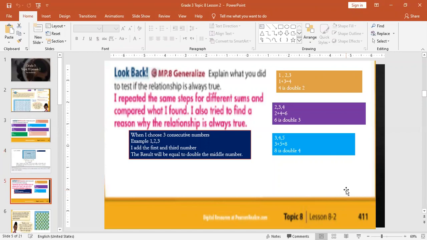And here it is the same question and the answer is the same way. Explain what you did to test if the relationship is always true. I repeated the same steps for different sums. That's how we chose 1, 2, 3, 2, 3, 4, 3, 4, 5. But we can choose 3, 4, 6? No, they have to be beside each other.